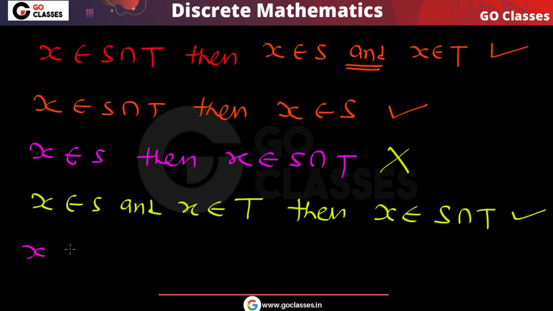And if X does not belong to S, then what can you say? Then I can definitely say that X does not belong to S intersection T. Because if X is not in S, then X is not common between S comma T. So I can say if X is not in S, then X is not in S intersection T. So these are some ideas.